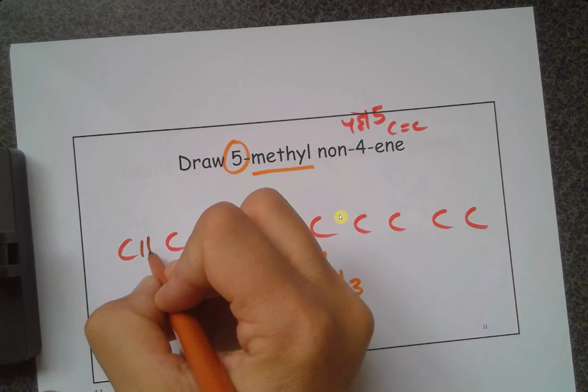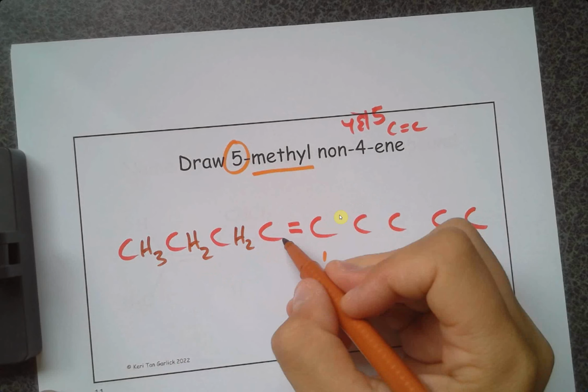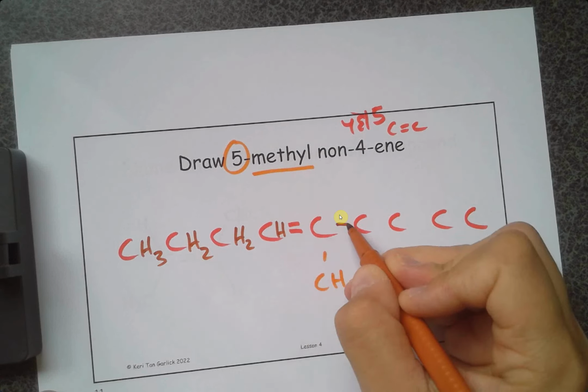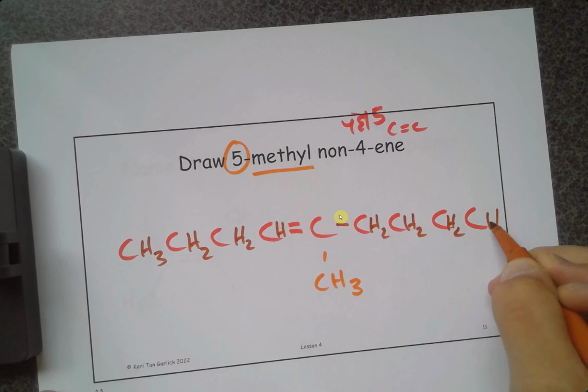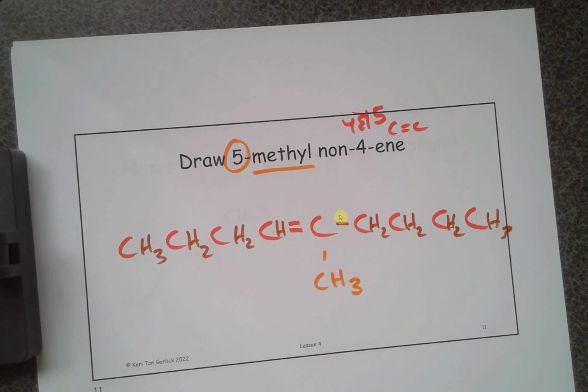That one's CH3, CH2, CH2. In this case, 1, 2, 3, only one hydrogen. In this case, 1, 2, 3, 4, no hydrogens there. And then CH2, and then the CH3 at the end. So that's the naming for that guy. Or drawing, I should say, for that guy.